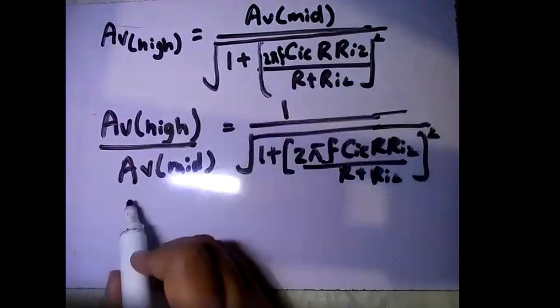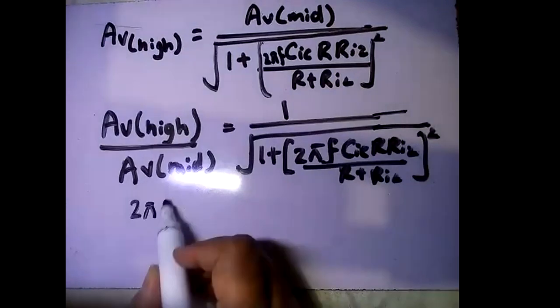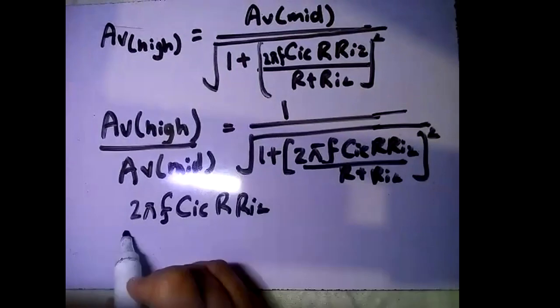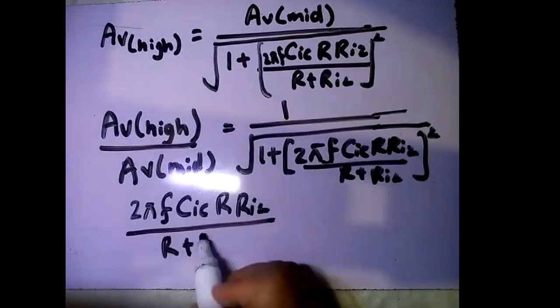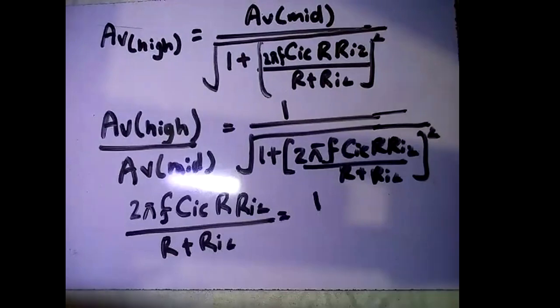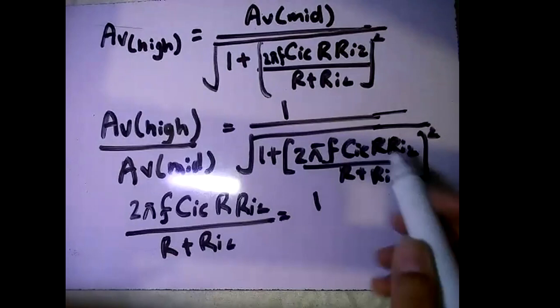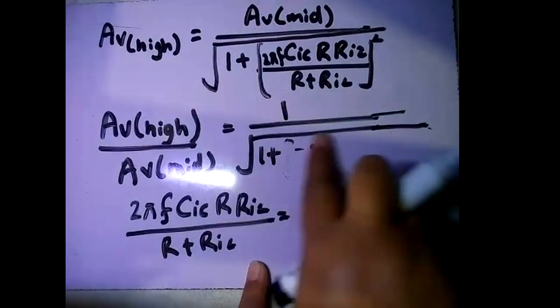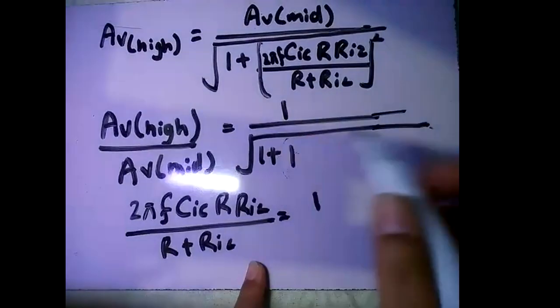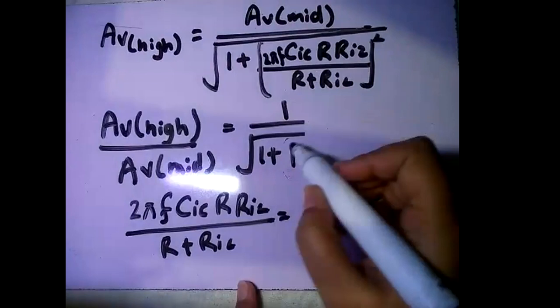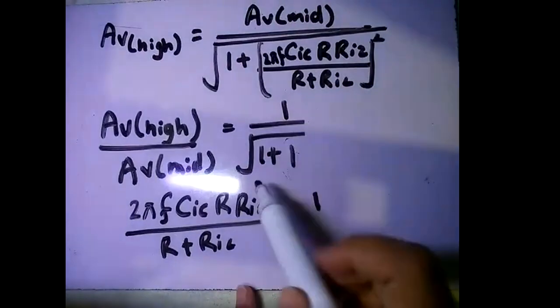that is 2 pi f C_IE R R_i2 divided by R plus R_i2, is equal to 1. If it is equal to 1, you can replace it over here. If you replace it over here, you can see that this relation will become 1 over under root 2.